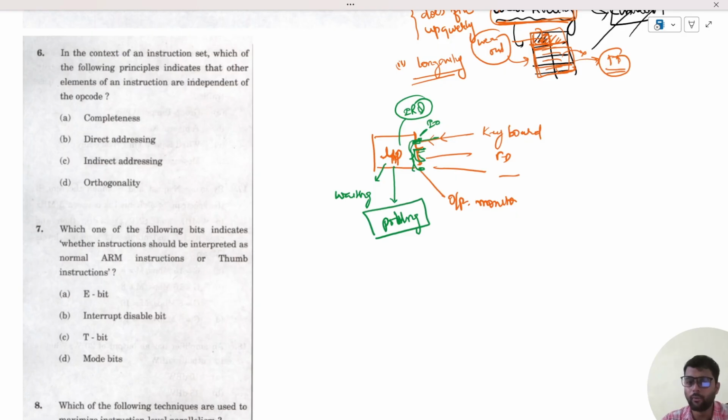In polling, the microprocessor keeps waiting and serially goes to each input output port to check whether any input data is coming from that port or not. But what is the drawback? The microprocessor is wasting its time waiting for data from the input output device.